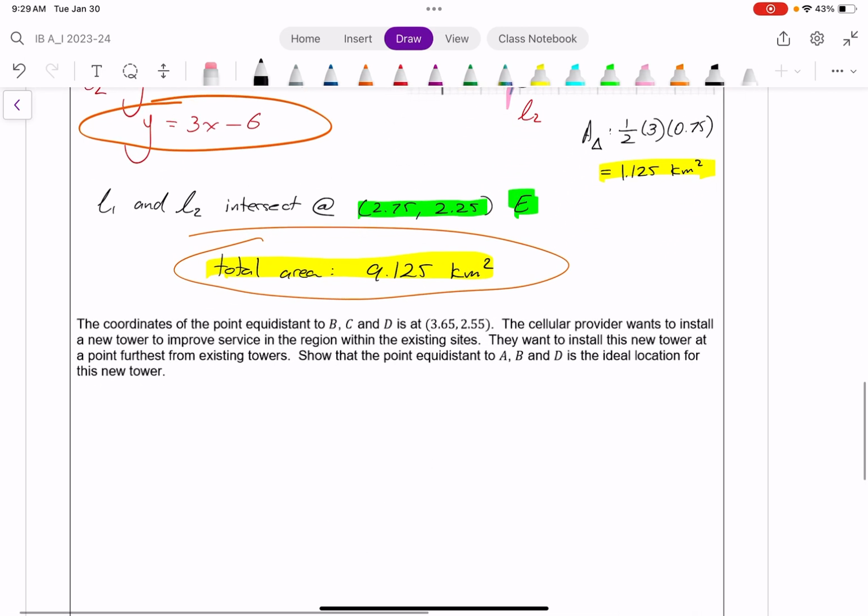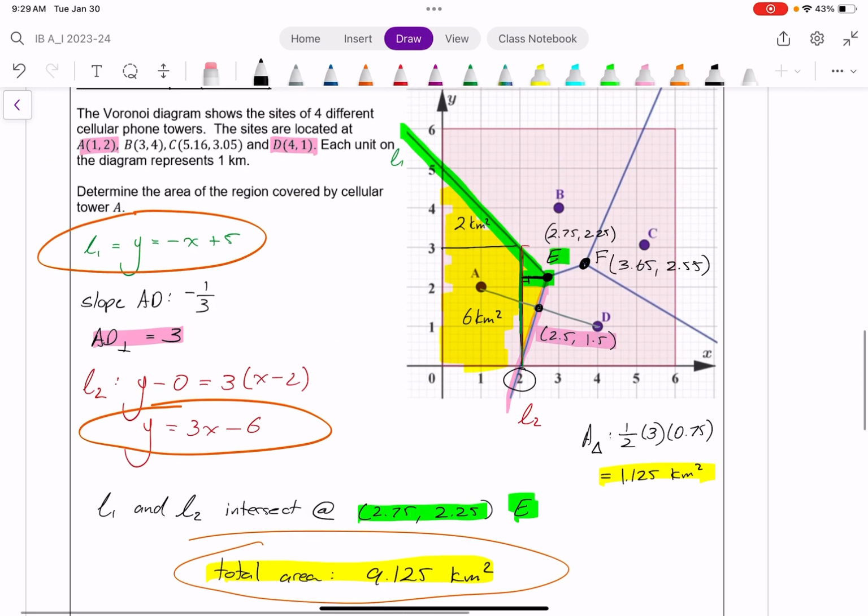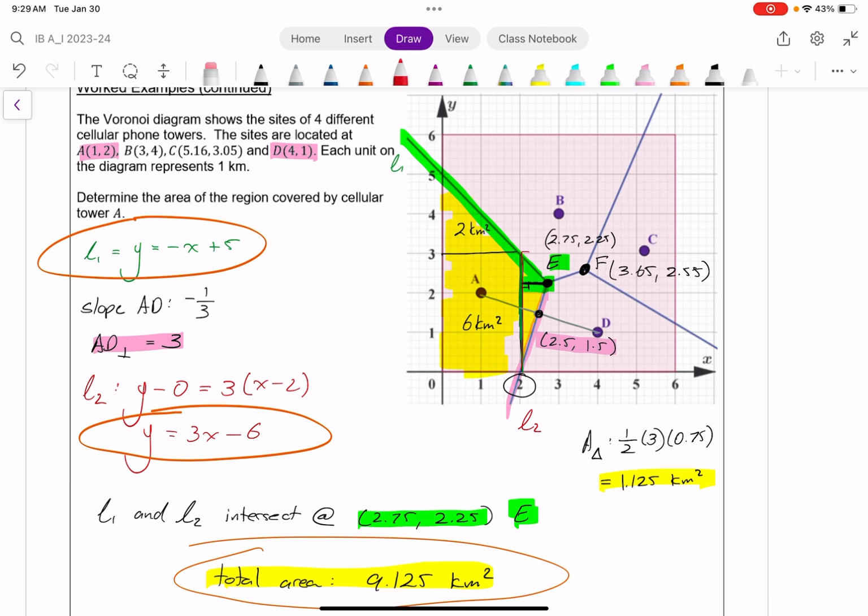So the cellular provider wants to install a new tower to improve service in the region. They want to install a new tower at a point furthest from existing towers, which makes sense. Show the point equidistant to A, B, and D is the ideal location. So the question's telling you that this point right here, which is what we just found, E, is the ideal location for a new tower, which means that is the point that is furthest from all the existing towers.